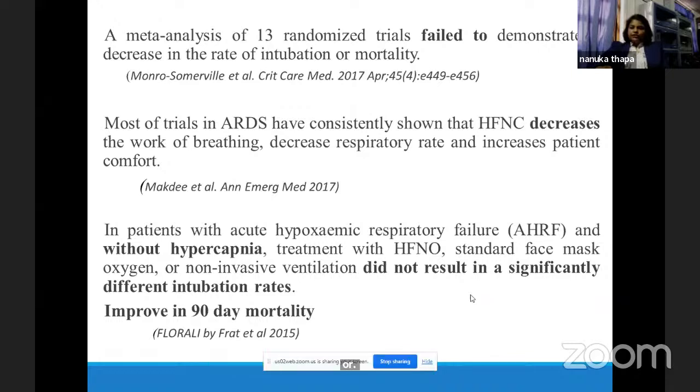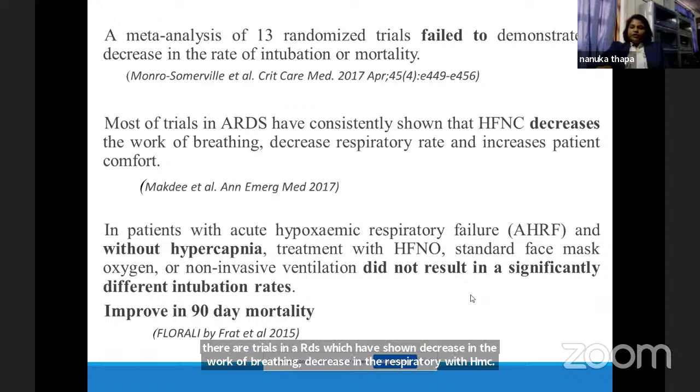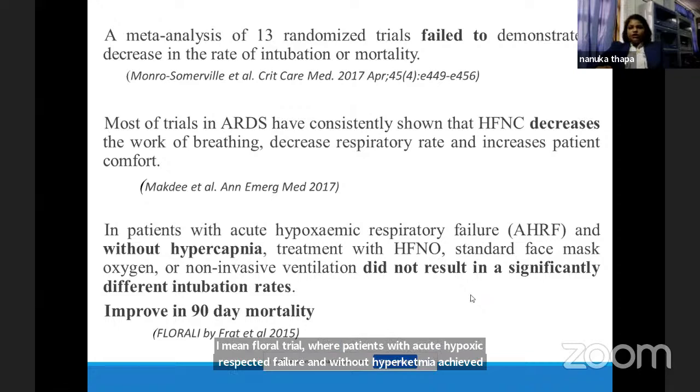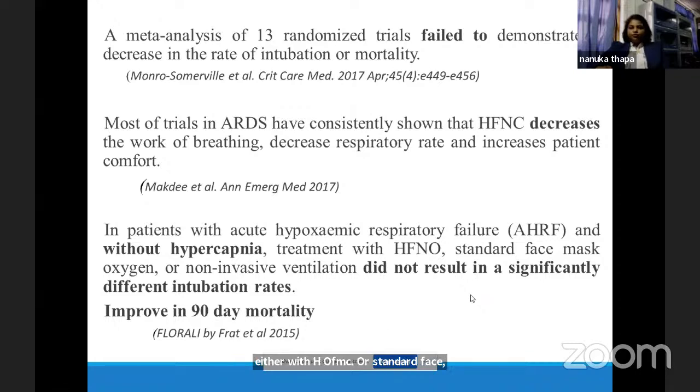And in the FLORALI trial, patients with acute hypoxemic respiratory failure and without hypercapnia were treated with either HFNC, standard face mask oxygen, or NIV, and this did not result in significantly different intubation rates. However, there was an improvement in the 90-day mortality, especially in the HFNC group.